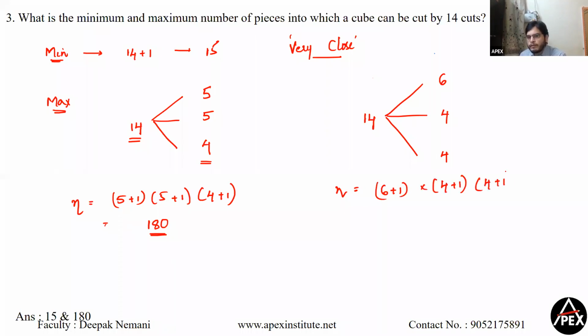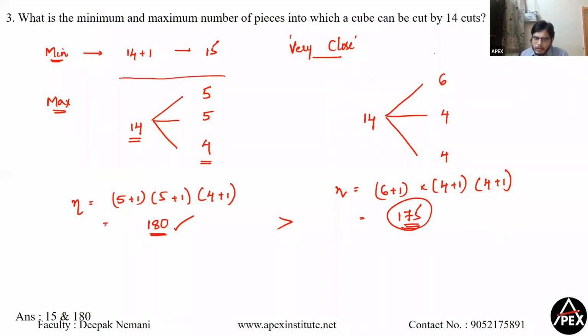6 plus 1, 7, into 4 plus 1, into 4 plus 1. So 7 into 5 into 5, 25 into 7, 175. So this is less than 180, isn't it? 180 is greater than 175. So the maximum number of pieces that you will get is 180.